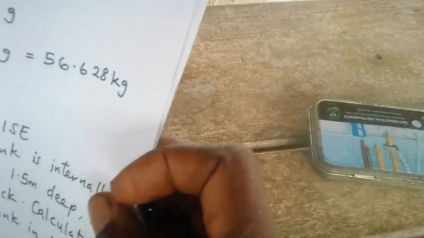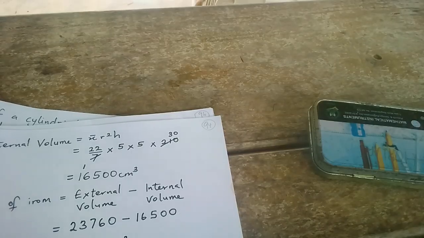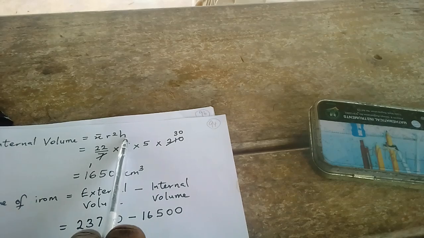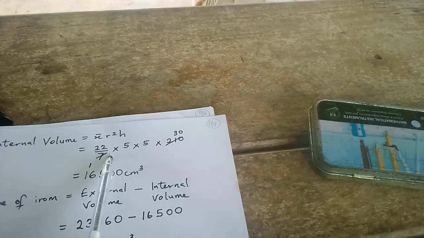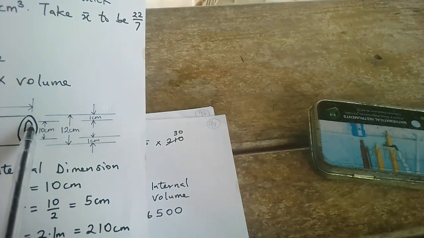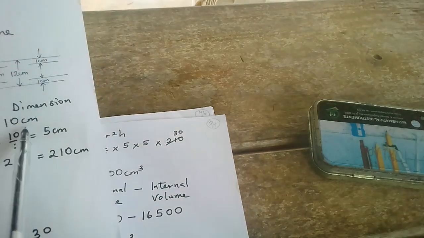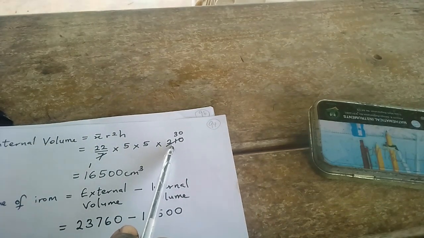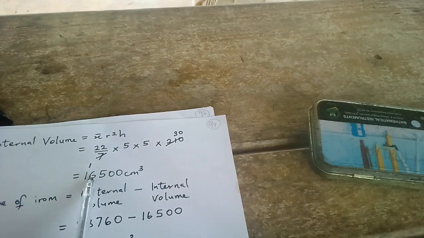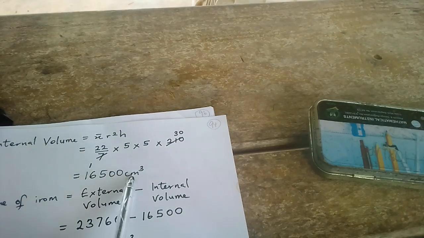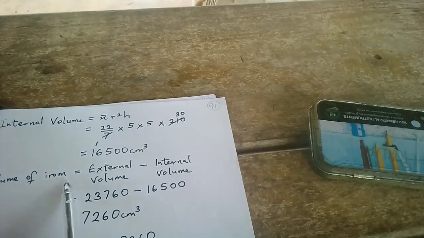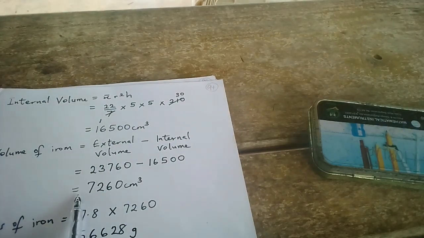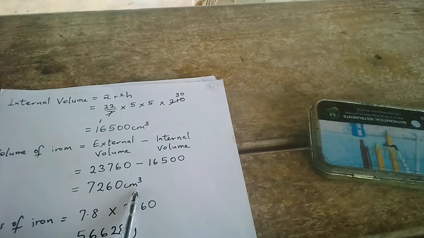Now you look for the internal volume, which is also pi r squared h. Pi is 22/7 times the radius, which is 10 divided by 2, that is 5 centimeters, 5 times 5 times the height of 210 centimeters, which will give us 16,500 centimeter cube. So the volume of the iron is the external volume minus the internal volume. Subtract the answers, we get 7,260 centimeter cube.